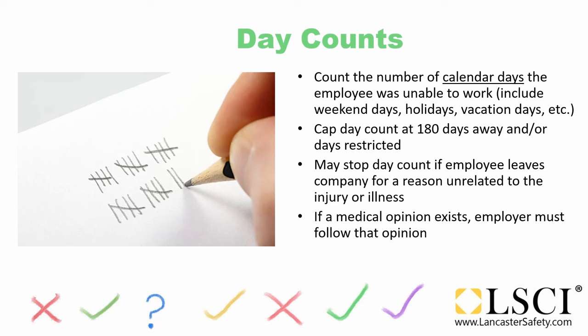The employer may also stop counting days if the employee leaves the company for some reason not related to that injury or illness. For example, this could be a plant shutdown or retirement. If the employee is away from work for an extended time, the employer must record the case within 7 days with an estimate of the days away and then update that day count when the actual number of days away or restricted becomes known.